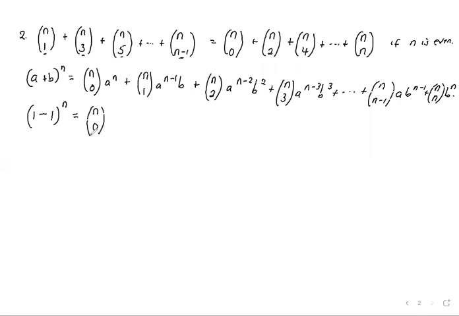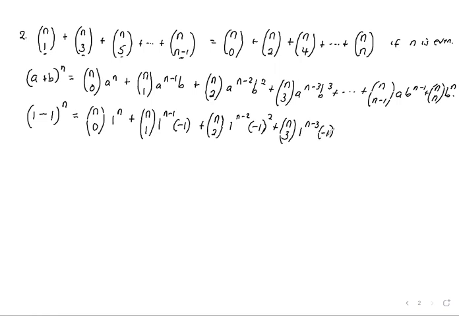This will give us n choose 0, A is 1 power n, plus n choose 1, A is 1 power n minus 1, B is negative 1, plus n choose 2, A is 1 power n minus 2, B is negative 1 being squared, plus n choose 3, A is 1 power n minus 3, B is negative 1. You go all the way up to n minus 1.